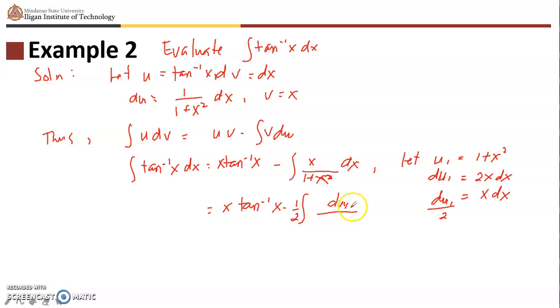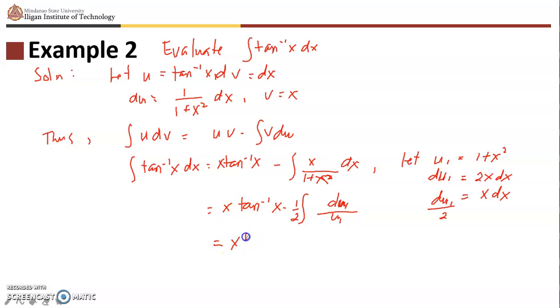So you have du sub 1 over 2, 1 plus x squared. What is 1 plus x squared? That is our u sub 1. This is du sub 1. But what is the integral of du sub 1 over u sub 1? Yes.